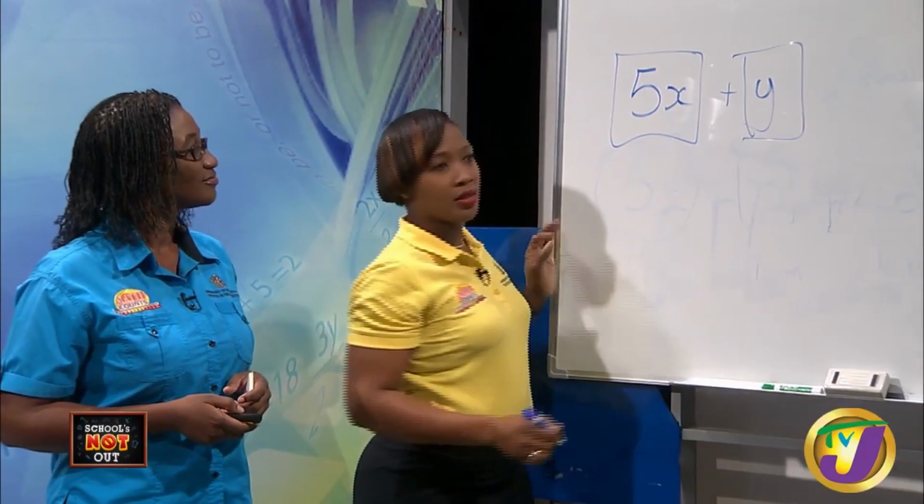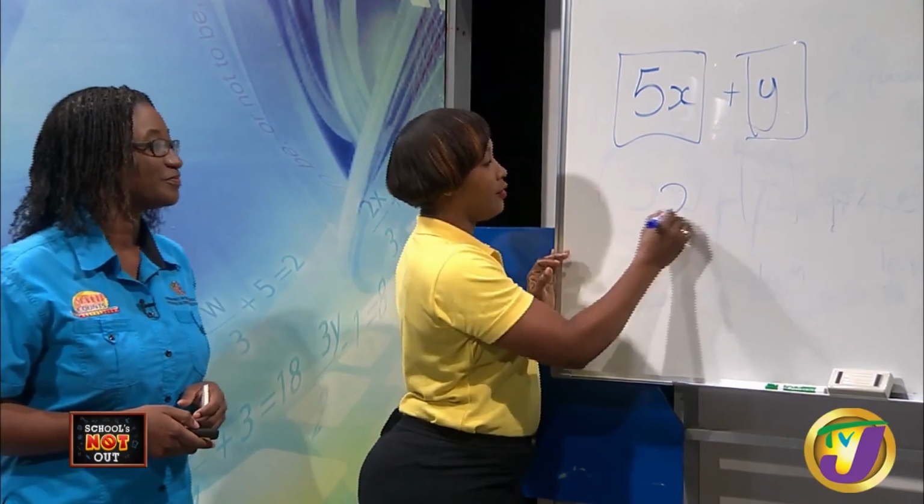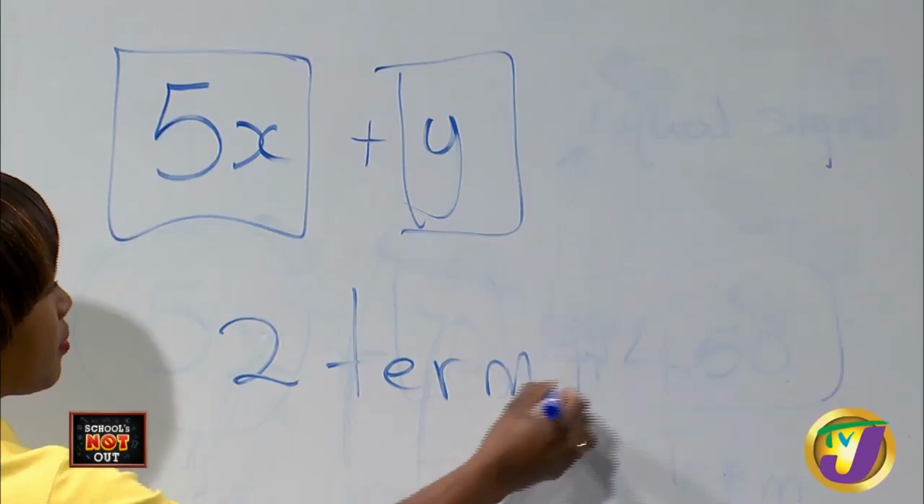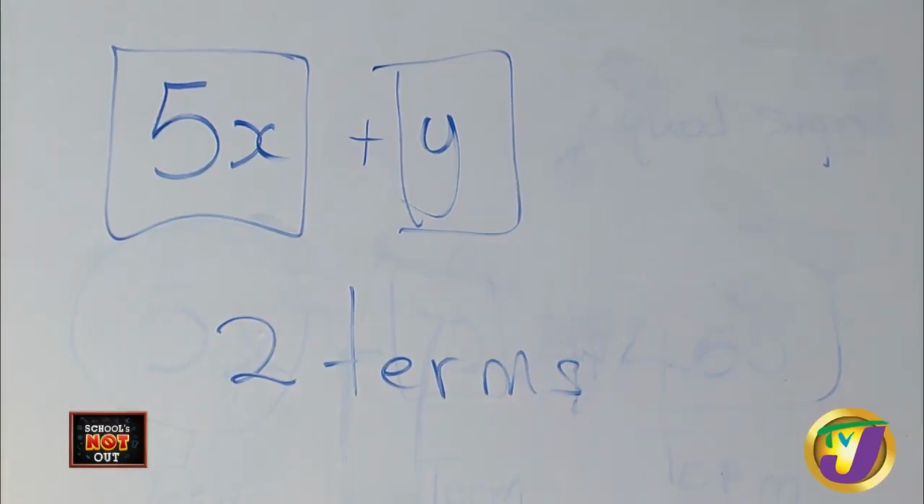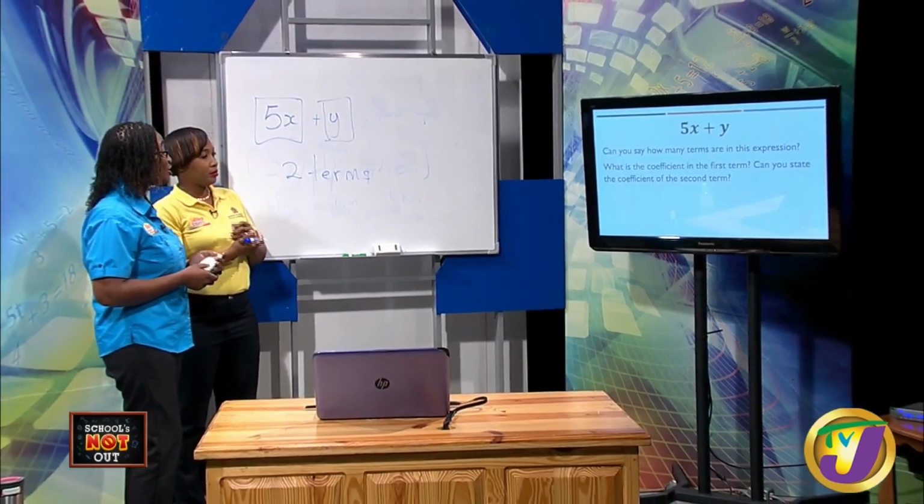Because we would have stated that this entire thing with the 5 and the x is a term, and your y is also a term. So we have 2 terms. Now here's a question for you. What is the coefficient of the first term?